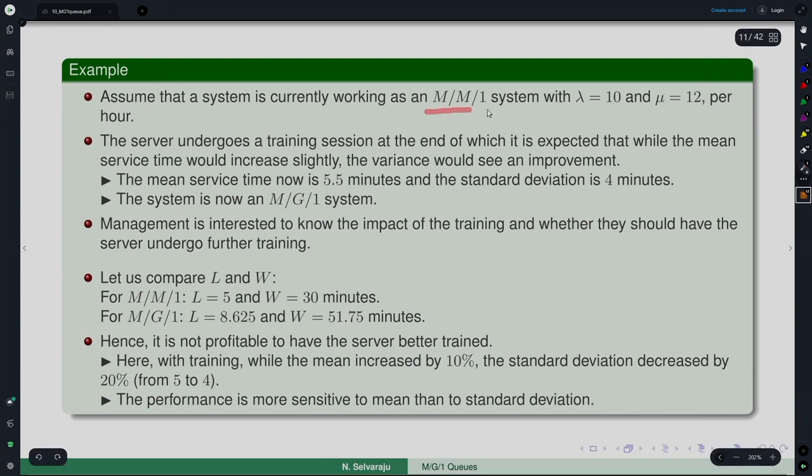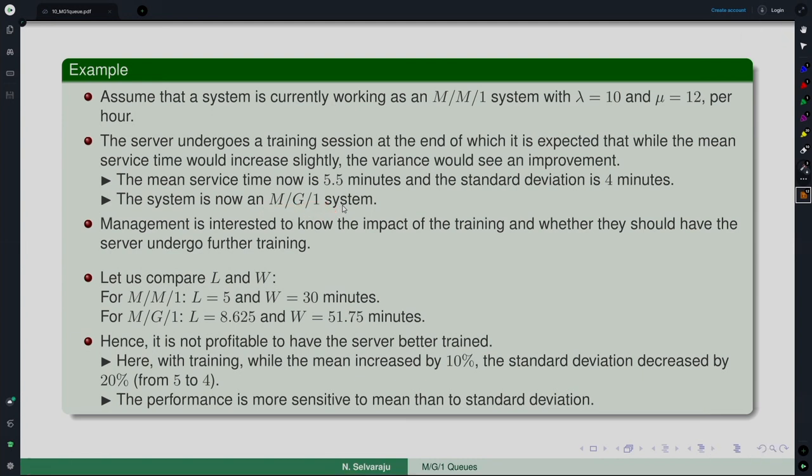So originally it was M/M/1, in which case the mean and standard deviation are equal, as in the case of an exponential distribution. After the training, it is expected that the mean would increase, but the standard deviation would decrease. So the mean service time after the training is found to be 5.5 minutes, from the earlier 5 minutes, and the standard deviation is 4 minutes from the earlier 5 minutes. So this system now, since the mean and the standard deviation are different, they are not equal, and hence it falls under a general M/G/1 system.